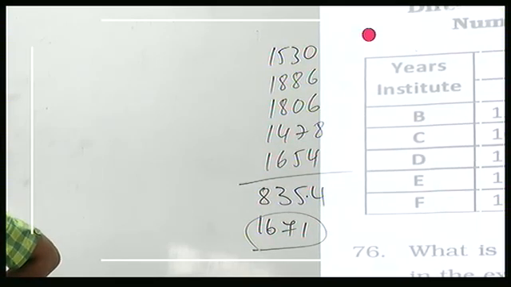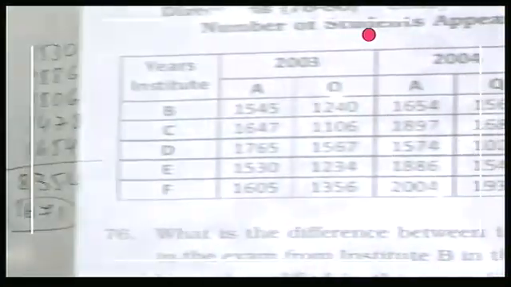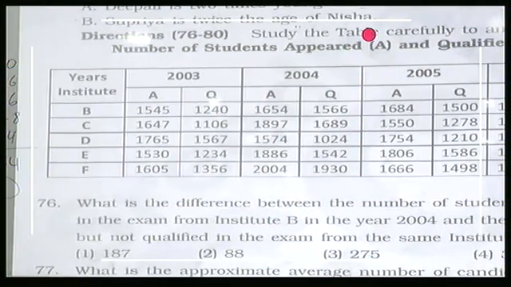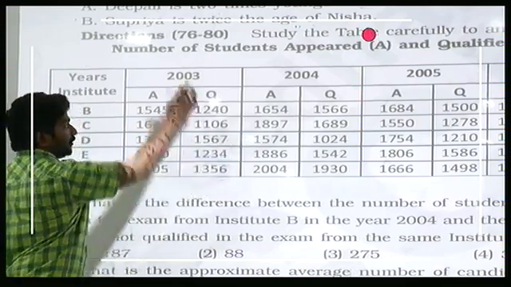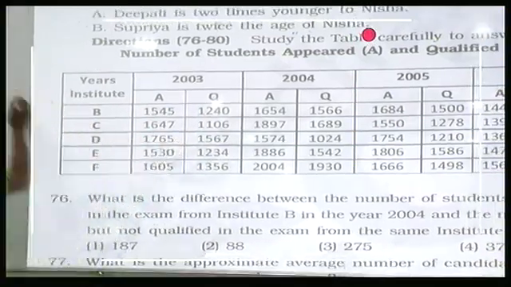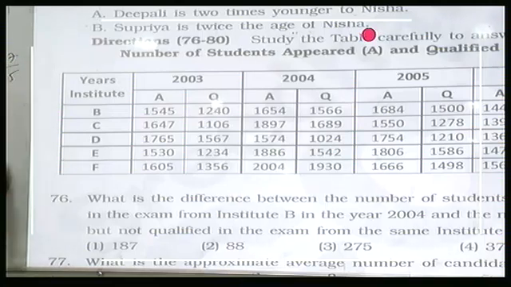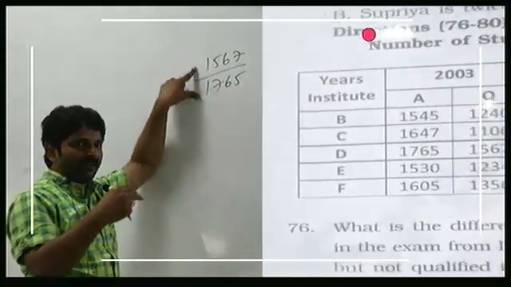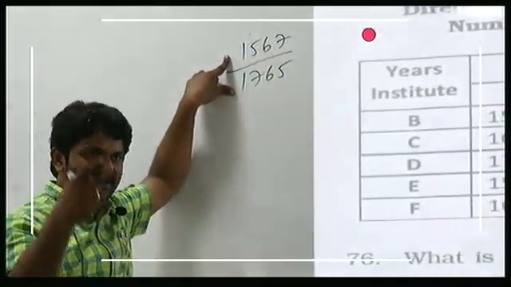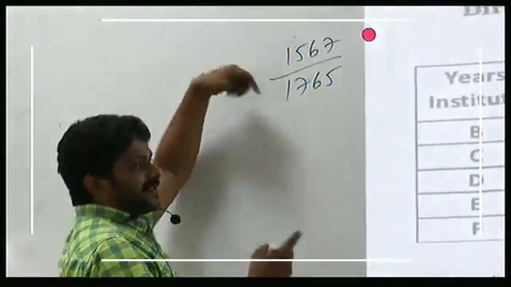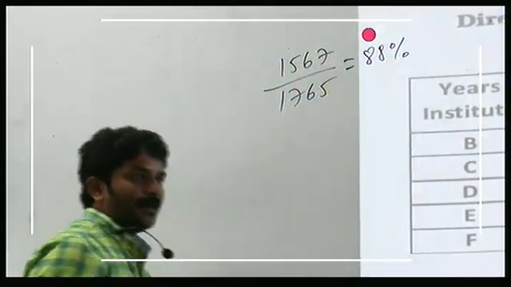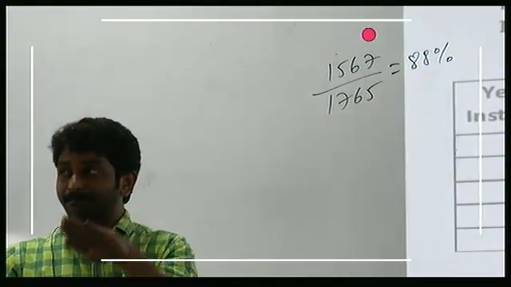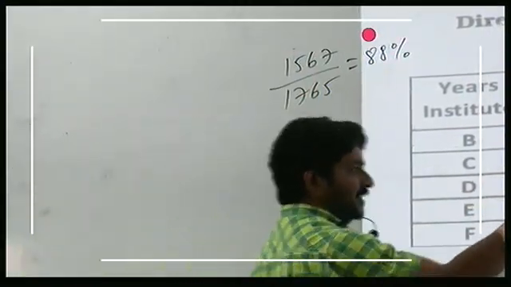78. The percentage of candidates qualified over the appeared from Institute D is lowest during which of the following years? Qualified percentage is lowest in which year, for Institute D? Right. So qualified in 2003 are 1567 out of 1765. Approximate, wait a minute. What is the approximate difference? 200. 10% is 176, and you have 200 difference. That will be just about 10%. You can treat it as 12%. If the numerator is 12% less, this is 88%. You are asked to calculate the least qualified percentage, right? This is 88. Now, using this number, let's verify the others.